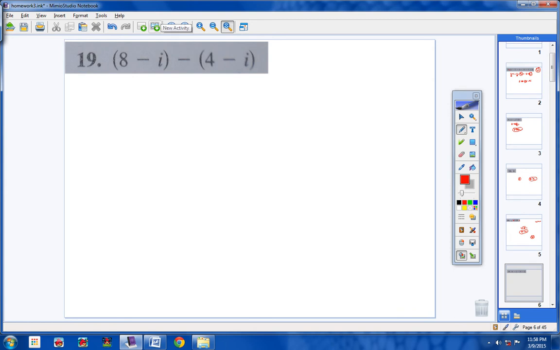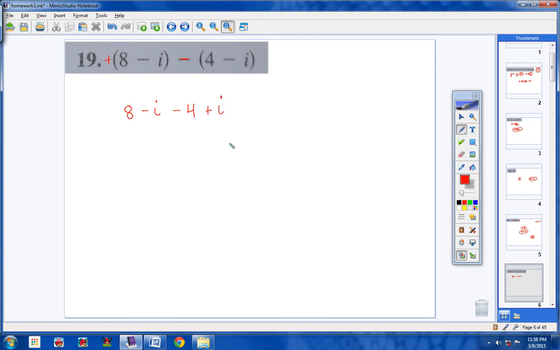Alright, let's move on now to numbers 19 through 23. We're going to perform the addition or subtraction and write the result in standard form. Number 19, we have a positive sign here and a negative sign here. Multiply your positive sign through: 8 minus i. Take your negative sign, multiply it through. Negative times a positive, negative times a negative.